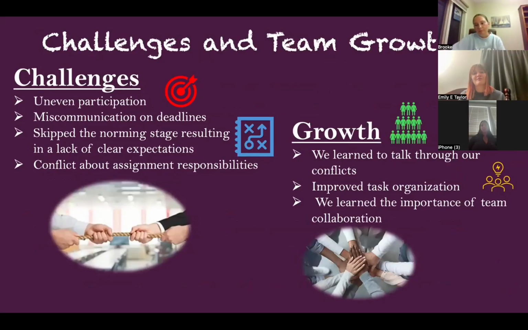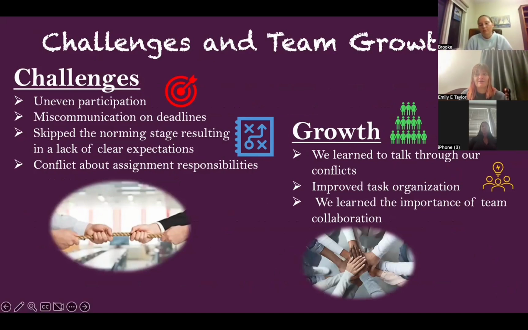Challenges in our group, I would say, were uneven participation, miscommunication on deadlines, the fact that we didn't set expectations right away. We kind of just tried to have a group without setting expectations. And then conflict about assignment responsibilities.